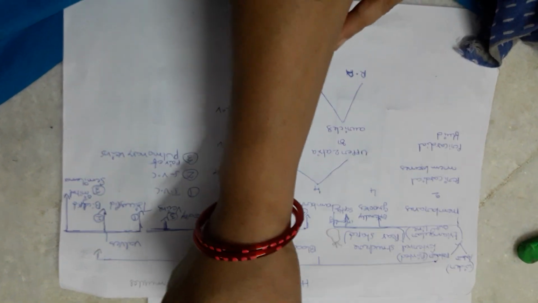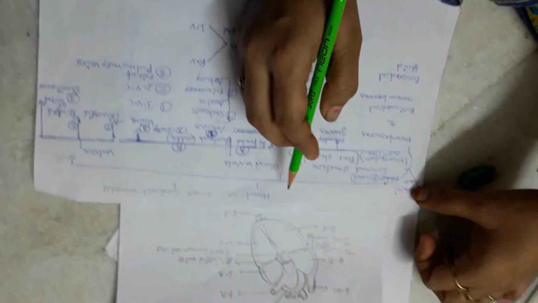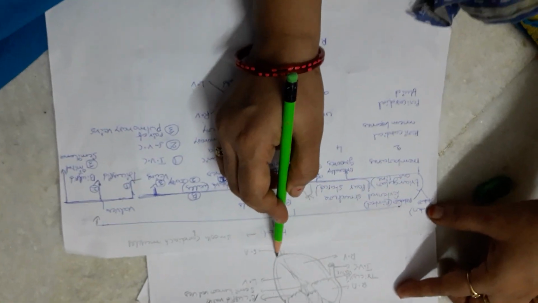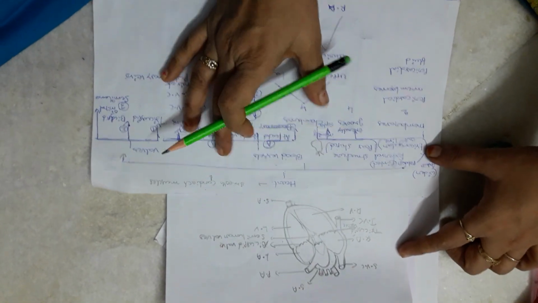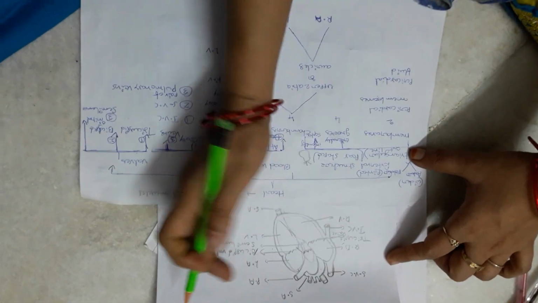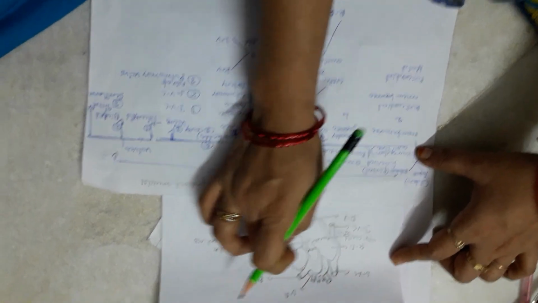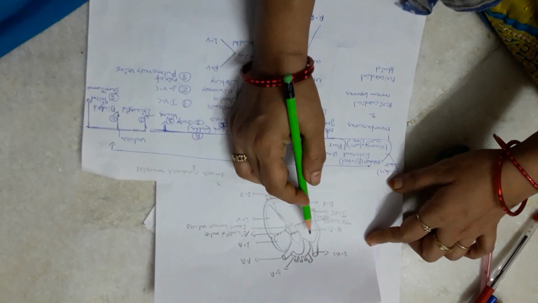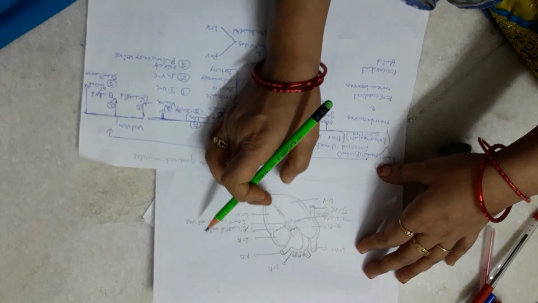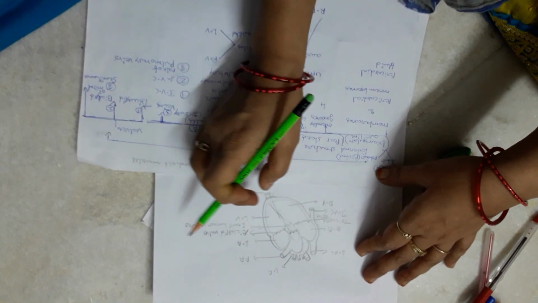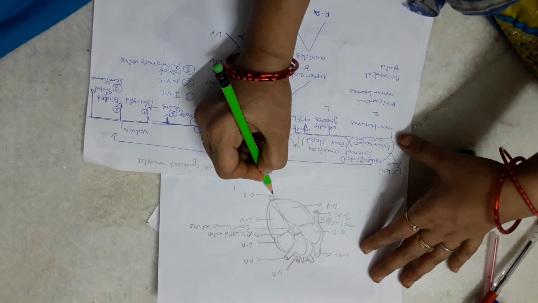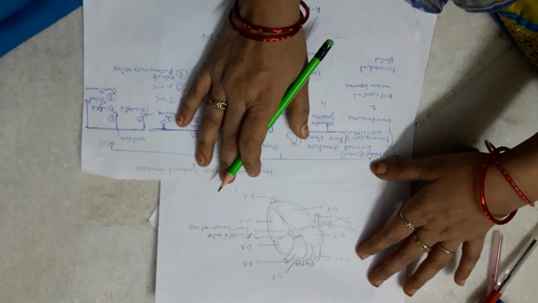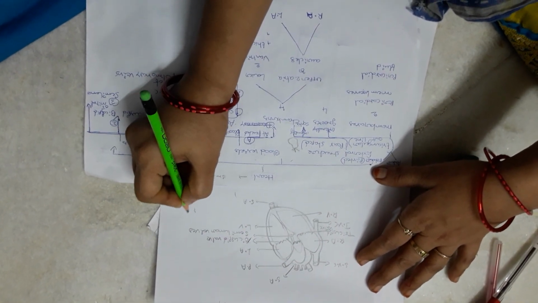triangular in outline, and wider at anterior side and pointed in posterior side. Posterior pointed and anterior wider. So that is the structure of the heart. Pear shaped, triangular in outline, wider at the anterior side and pointed at the posterior side. PP, you can remember like that, posterior side pointed.